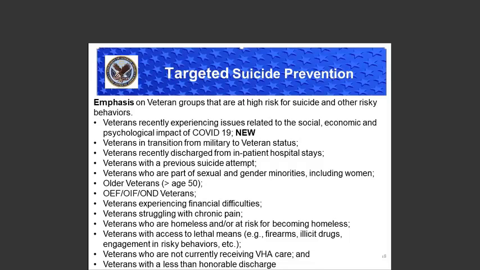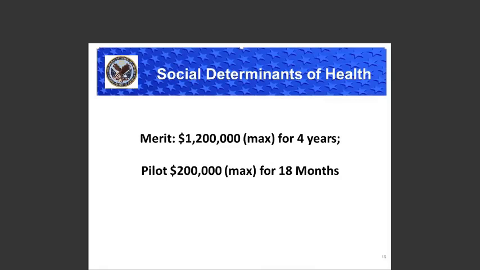So the next slide, please. So the next RFA is Determinants of Health. Again, this has a merit for 1.2 and 4 years and a pilot for 200 for 18 months.